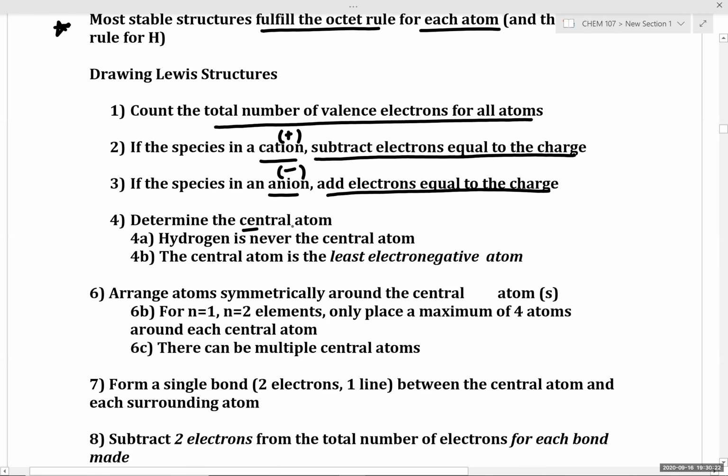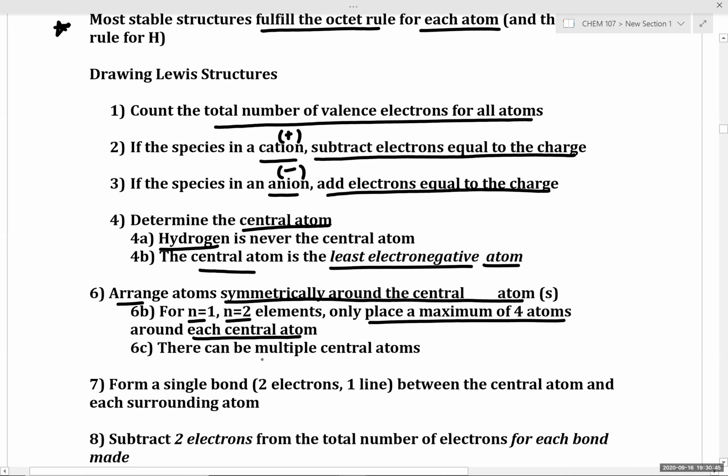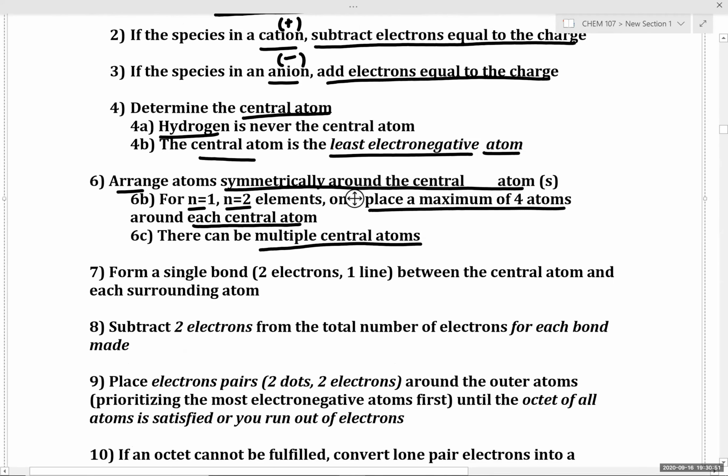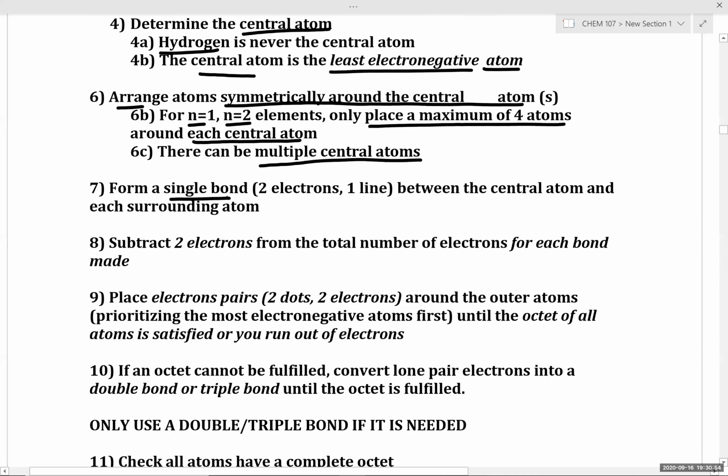Then you determine the central atom. The central atom is the least electronegative non-hydrogen atom. Then you place your atoms symmetrically around the central atoms. For n equals 1 and n equals 2 elements, you only place a maximum of 4 atoms around the center. And note, there can be multiple central atoms. Now that we have our skeleton, you form a single bond between the central atom and each surrounding atom, and you subtract 2 electrons from your total for each bond formed.